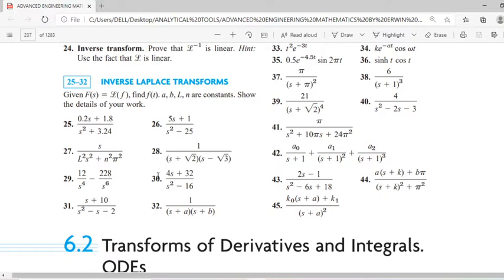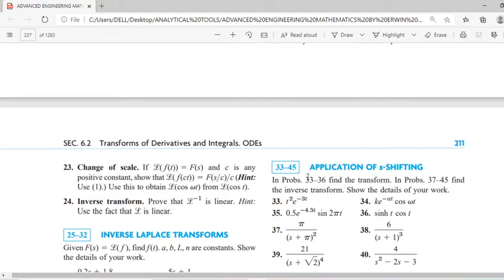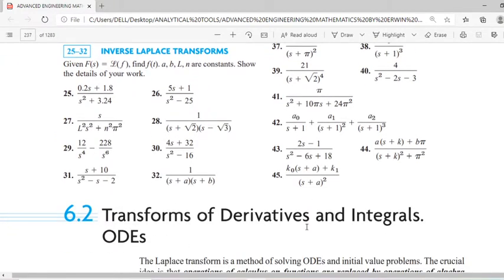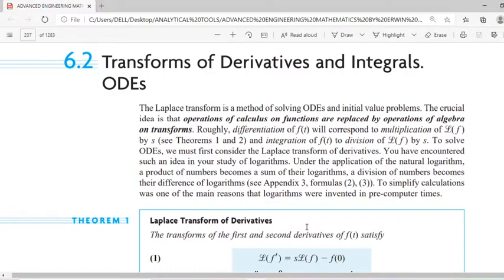I think we have already done one problem, and similarly you can do all these problems, and there are problems 33 to 45. You can try these problems also. That will give you more in-depth knowledge on this computation of Laplace transformation and inverse Laplace transformation. Usually we can see this type of questions in UGC CSIR examinations. At least 1 or 2 questions you can expect.